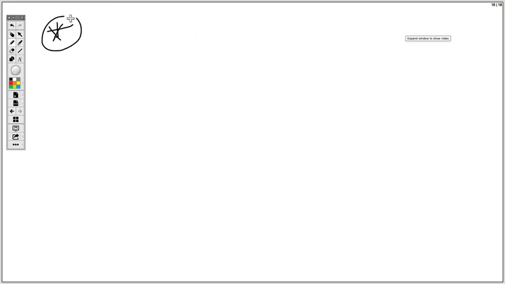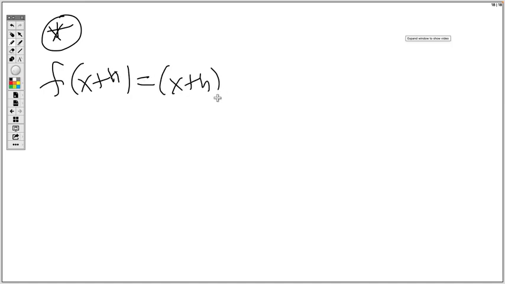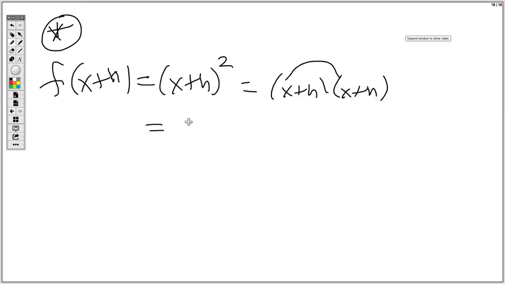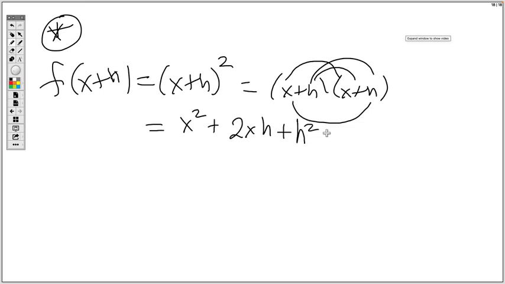So once again, f of x plus h is x plus h quantity squared, and we want to simplify that. When in doubt, write it out. X plus h quantity squared really means I want x plus h times what? X plus h. So x times x is x squared. We'd have an x times h plus another x times h. That gives us how many xh's? 2 xh's. And then h times h is h squared.